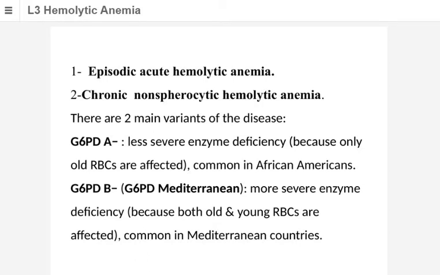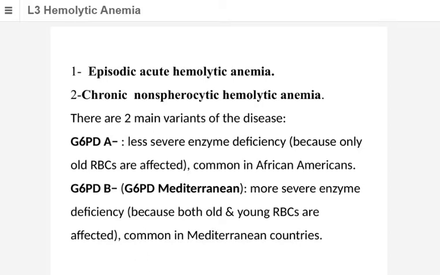What are the common presentations of glucose-6-phosphate dehydrogenase deficiency? It could be either episodic acute hemolytic anemia when they take this oxidant material, or chronic non-spherocytic hemolytic anemia. These are the clinical presentations, either acute or chronic.